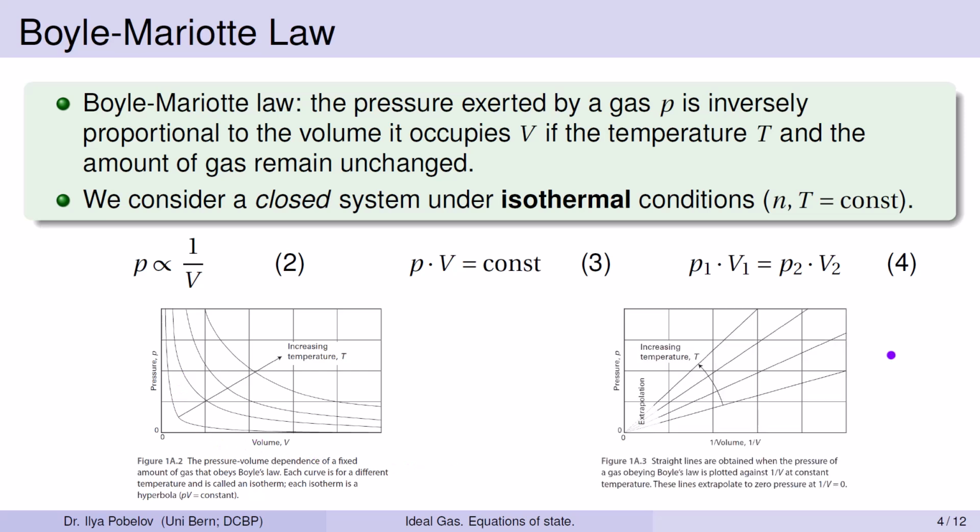An alternative depiction, shown on the right, is a plot of pressure against 1 over volume. In this plot, the isotherms are straight lines because P is proportional to 1 over V. Note that all the lines extrapolate to the point P equal to 0, 1 over V equal to 0, but have slopes that depend on the temperature.